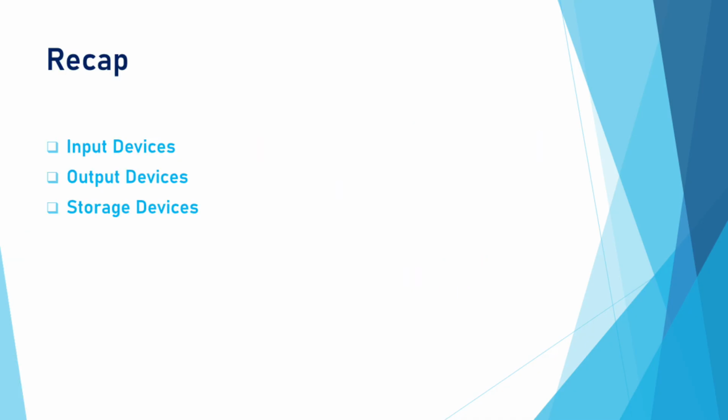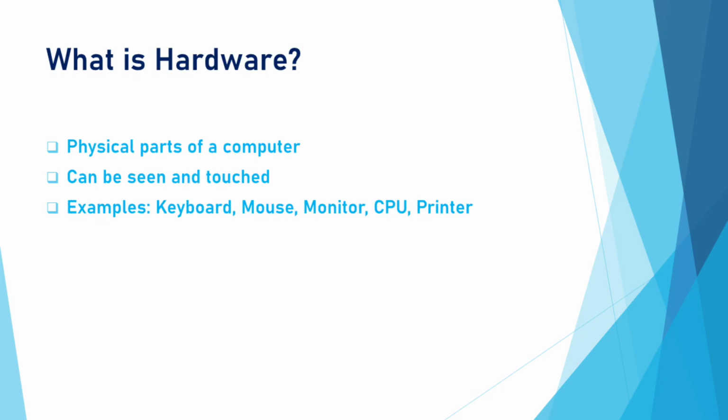Before we begin, let's quickly revise what we learned in our previous videos. Input devices are devices used to enter data into a computer. Examples include keyboard, mouse, microphone, and scanner. Output devices display the results after the computer processes the data. Examples include the monitor, printer, speaker, and projector. Storage devices are used to save data permanently or temporarily. Examples include hard disks, SSDs, pen drives, CDs, DVDs, and memory cards. Now, let's see where hardware and software fit into this picture.